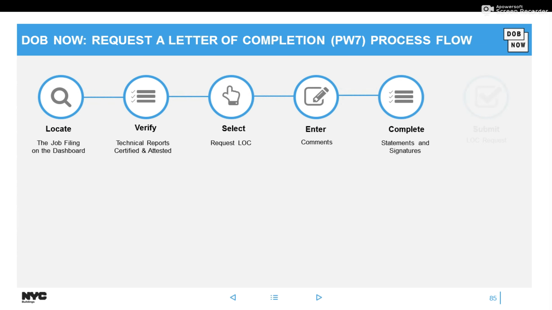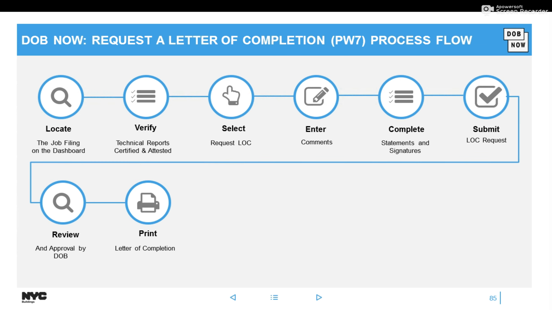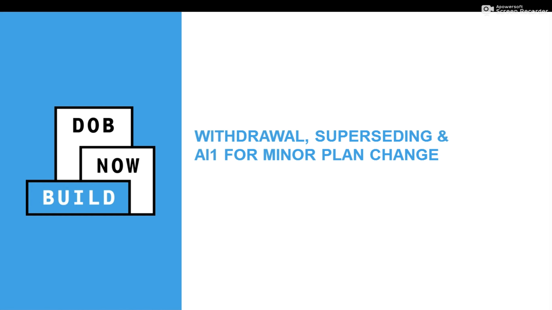You locate the job filing. You ensure that your technical reports are signed off. You update your PW3 cost. When you request your LOC, a little pop-up window will occur. You complete all the following details, and once approved, you'll be able to print it.